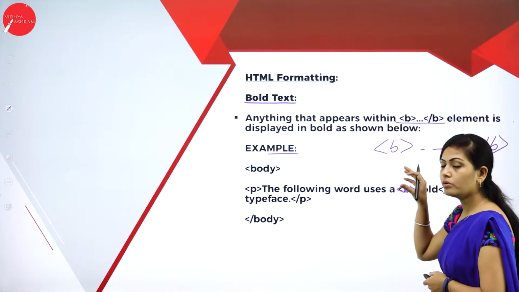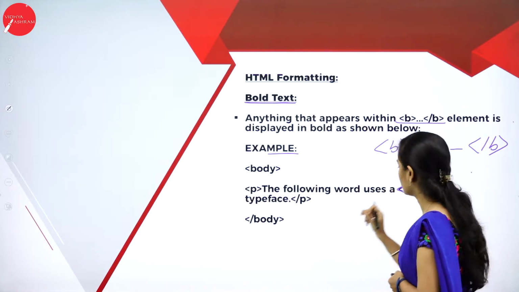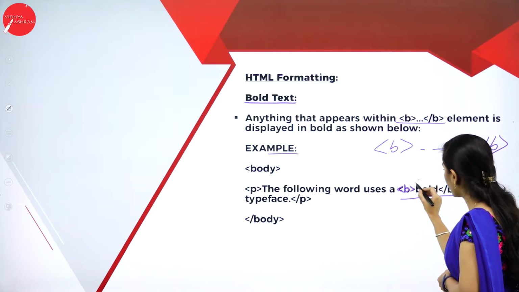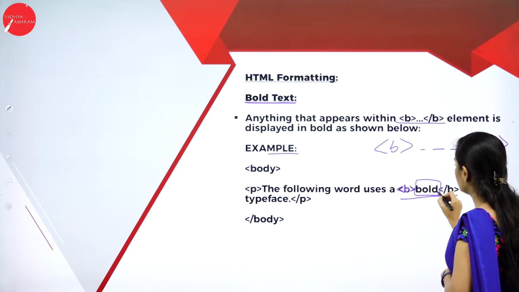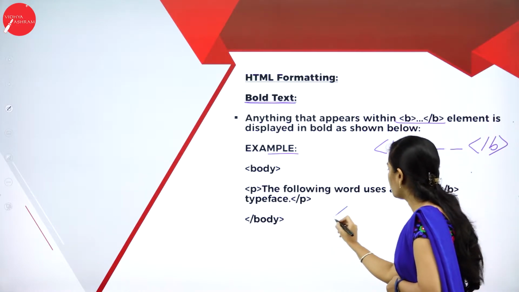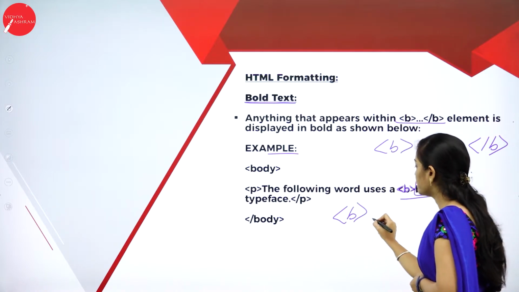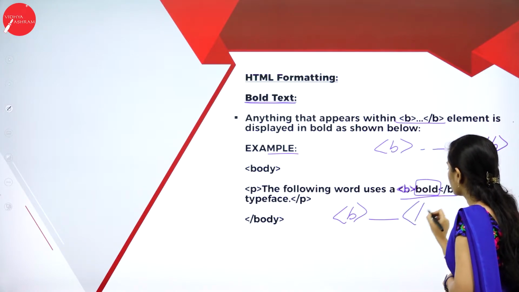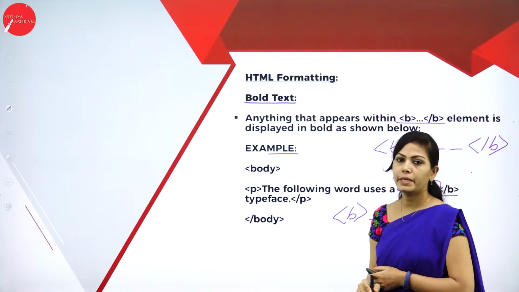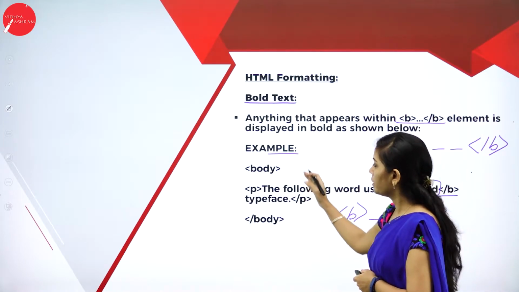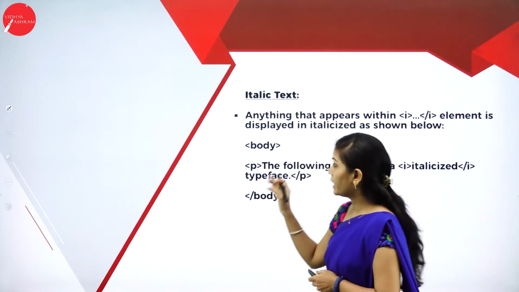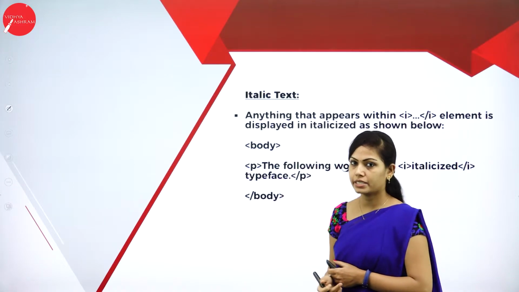So if you want to bold any particular text, so you can go for this B, open B tag. So you can write the text here and you can close the B tag with /. So open B and particular text and closing B tag, and you can close the P tag also. So this is your basic structure, how to change the text into bold. And next, how to change it as italic text.